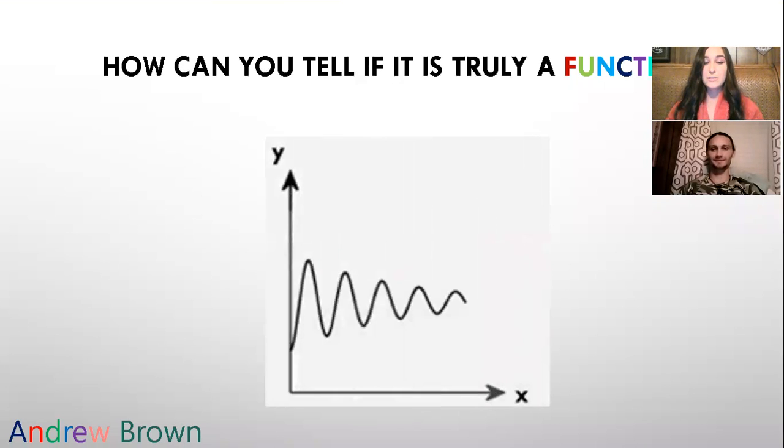All right, so now I have a question for you, Andrew. How can you tell if this is truly a function? To answer this question, we're just going to define what a function is. A function requires that only one y value be assigned to each x value. This means that there can only be one answer to any question that involves a function. So in this case, the vertical line test can always be counted on to tell you whether or not a graph is truly a function.